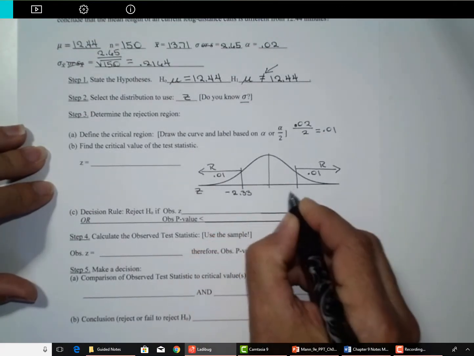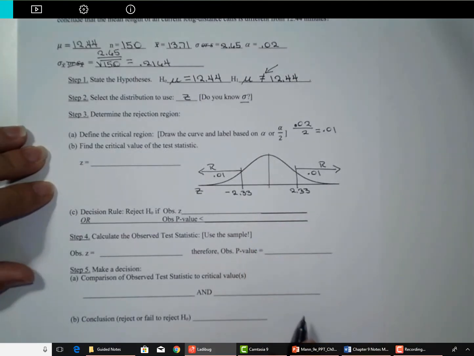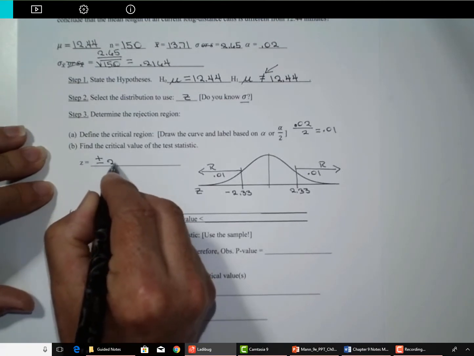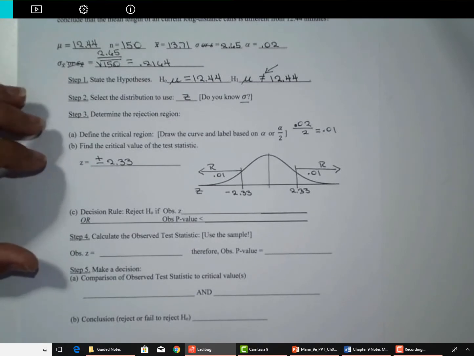And I know from experience that the positive will be the exact same number but opposite sign. So it'll be just the opposites. My z's are plus or minus 2.33, and that is the z that I have for my rejection region. In other words, that's the one I've set up for the test.